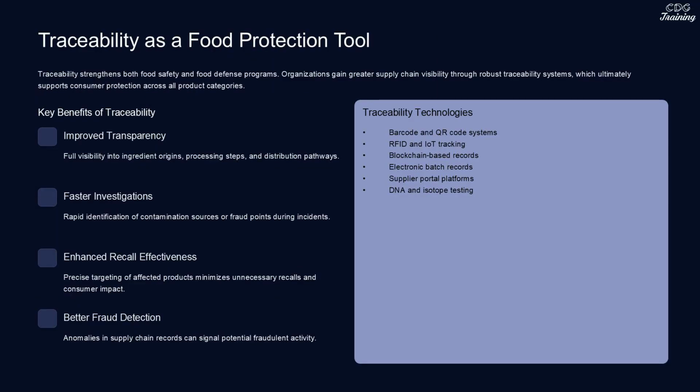Traceability strengthens both food safety and food defense programs. Organizations gain greater supply chain visibility through robust traceability systems, which ultimately supports consumer protection across all product categories.